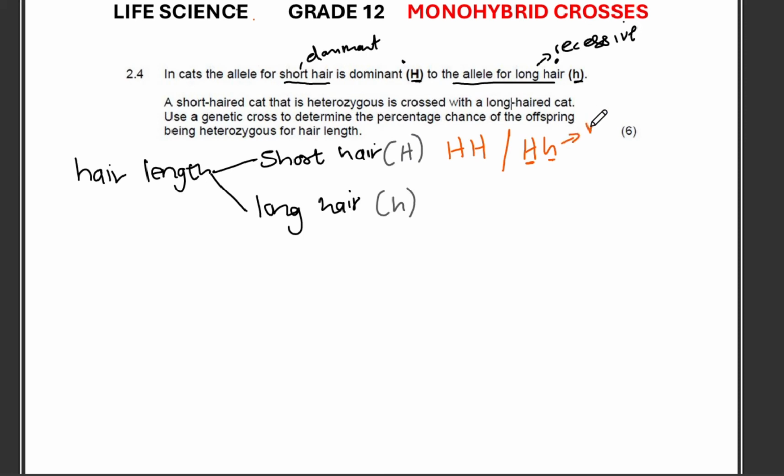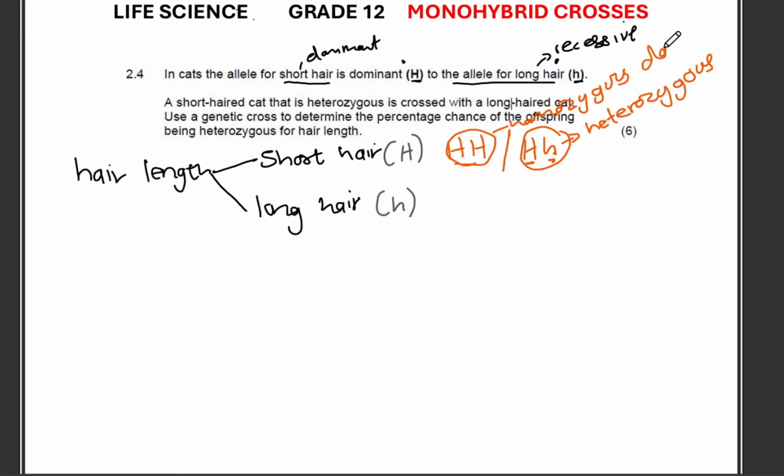And in this condition, we say it is heterozygous. Hetero means different. You're having different genes. But again, the cat would still be short in this case because the short hair gene is dominant over the long hair gene. So here this condition is known as homozygous dominant.